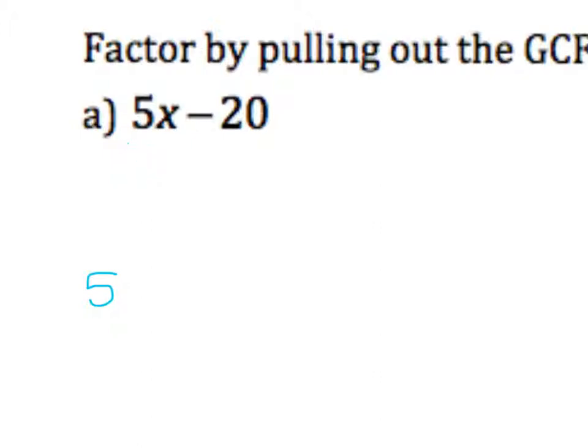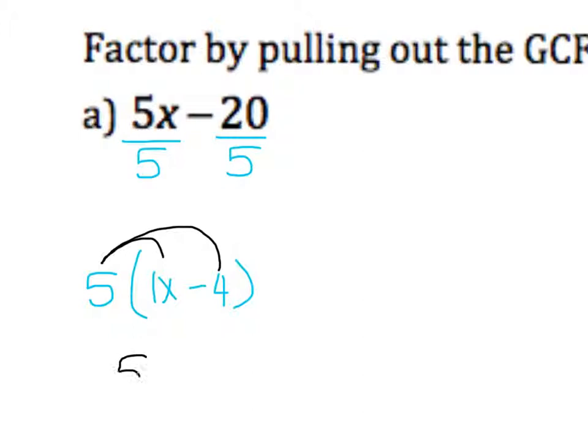Now it comes time for the leftovers. So you're going to divide each term by your greatest common factor. So 5 divided by 5 is 1, so I'm going to be left with a 1x. And then negative 20 divided by 5 is going to be negative 4. You could just write an x, you don't have to write the 1x, but in order to check if you're right, you can distribute the 5 back in, and you should get the same answer that you did in the very beginning, 5x minus 20. If you did, you know that you're right. So your final answer would be 5 times x minus 4.